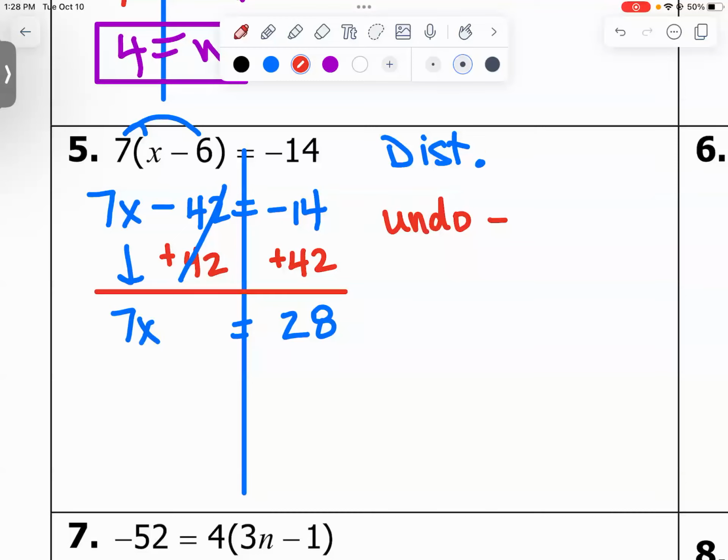All right, now, what's the next step? You have to divide the 7 divided by 7, and then you have to divide 28 divided by 7. Okay, so we need to undo our multiplication by dividing both sides by 7.